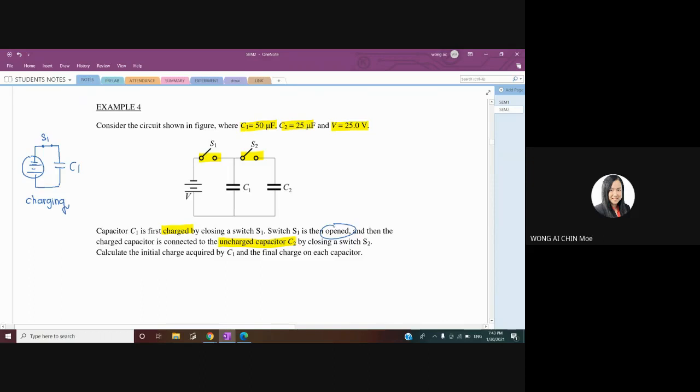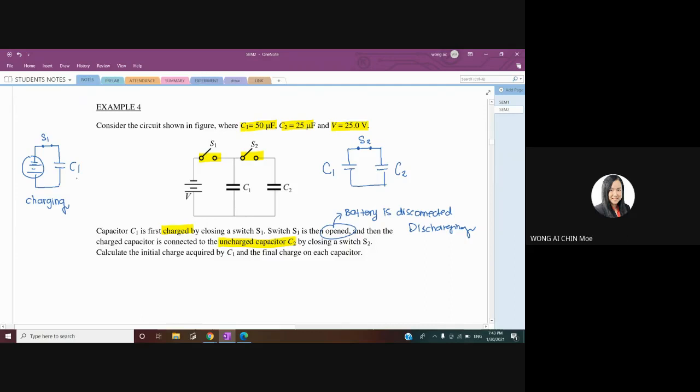So when switch S1 is open, the battery is disconnected, when the battery is taken out. The next process involves only C2 and C1, and the battery is already taken out. We label this switch as S2. So first we must find the charge stored in C1 during the charging process.